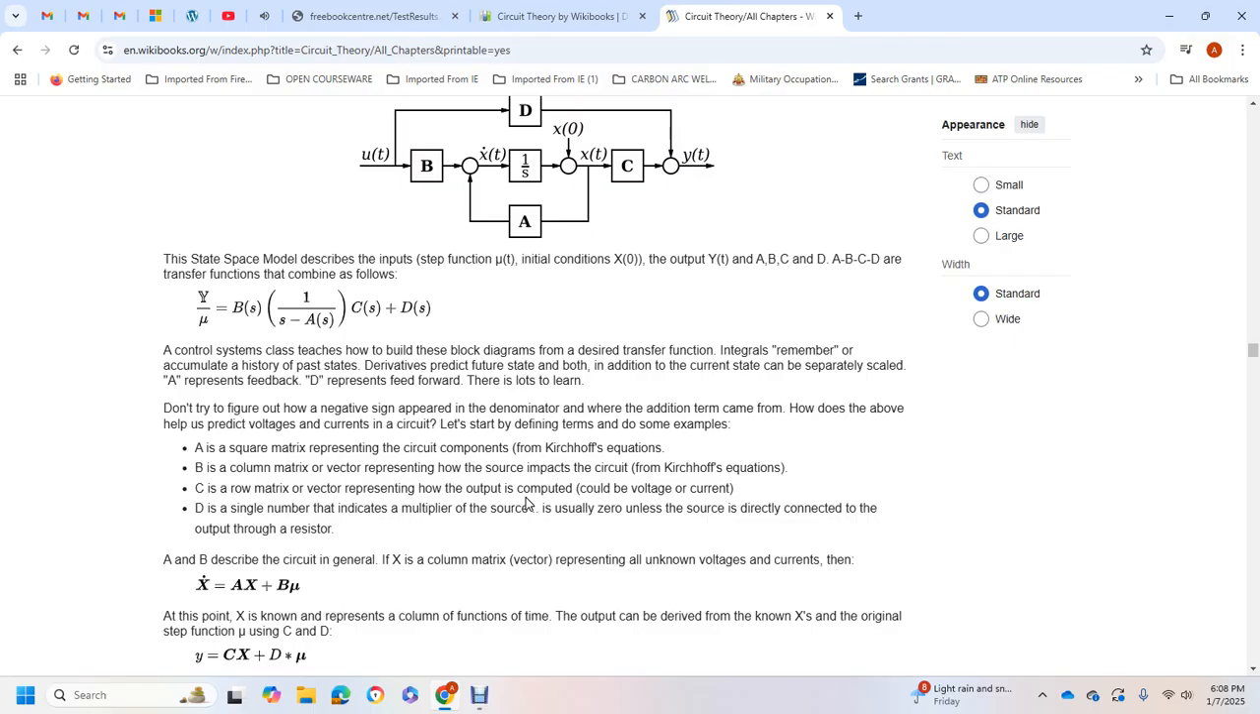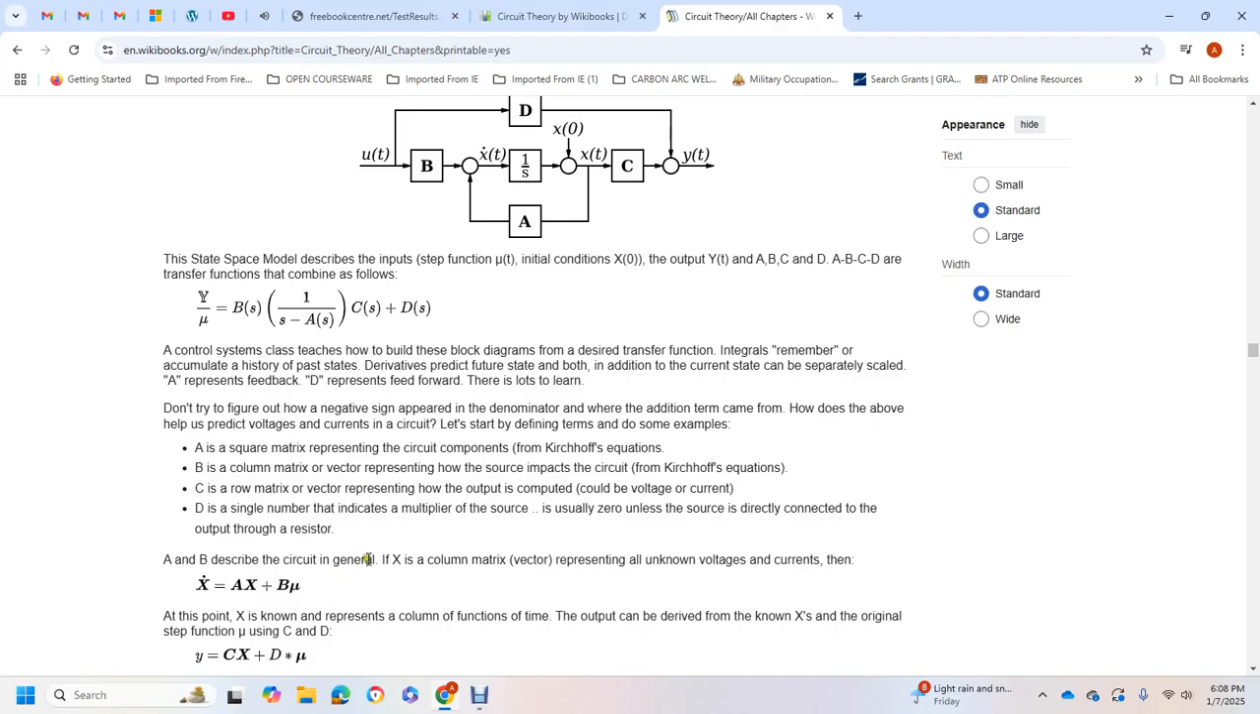A is the square matrix of the circuit components of the Kirchhoff equations. B is the column matrix representing the source's impact on the circuit. C is the row vector representing how the output is computed, whether it be voltage or current. D is a single number indicating the multiplier of the source, which is usually 0 unless the source is directly connected to the output through resistors.